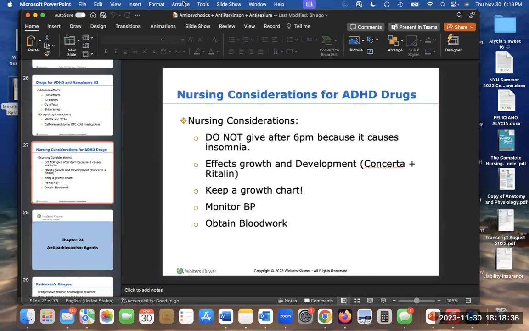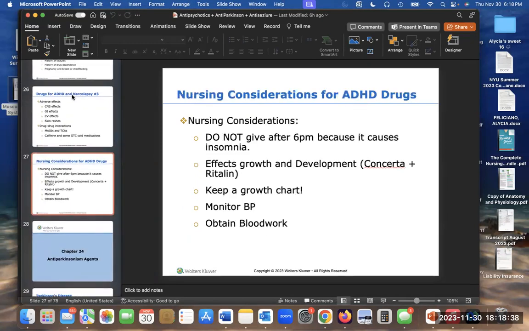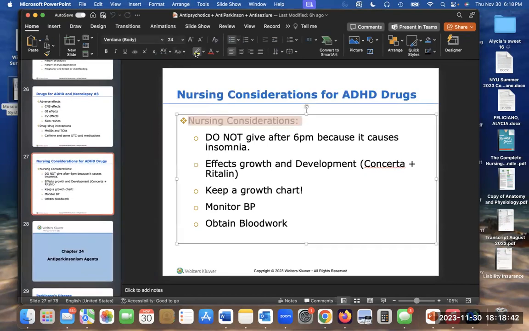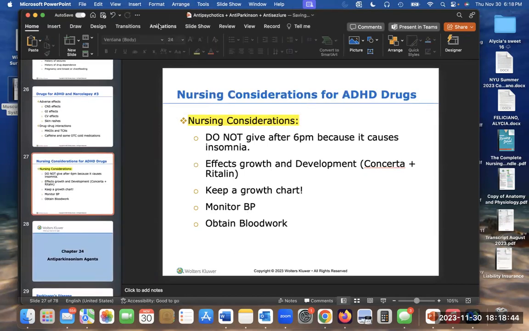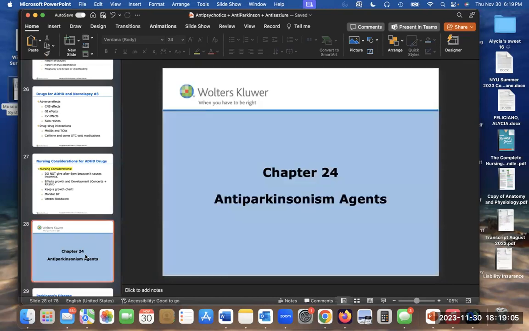But what I want you to know, especially, is adverse effects for CNS, which ones you give for kids and adults, and what do I teach my patient? I want you to tell them, do not give your kid any of these drugs, or an even adult, do not take this after 6 p.m. because it causes insomnia. It can affect growth and development, especially for children with Concerta and Ritalin, so they have to watch out for that. So we want to keep a growth chart and monitor that. Monitor blood pressure. It can cause blood pressure changes, and blood work, okay, because it could change electrolyte values.